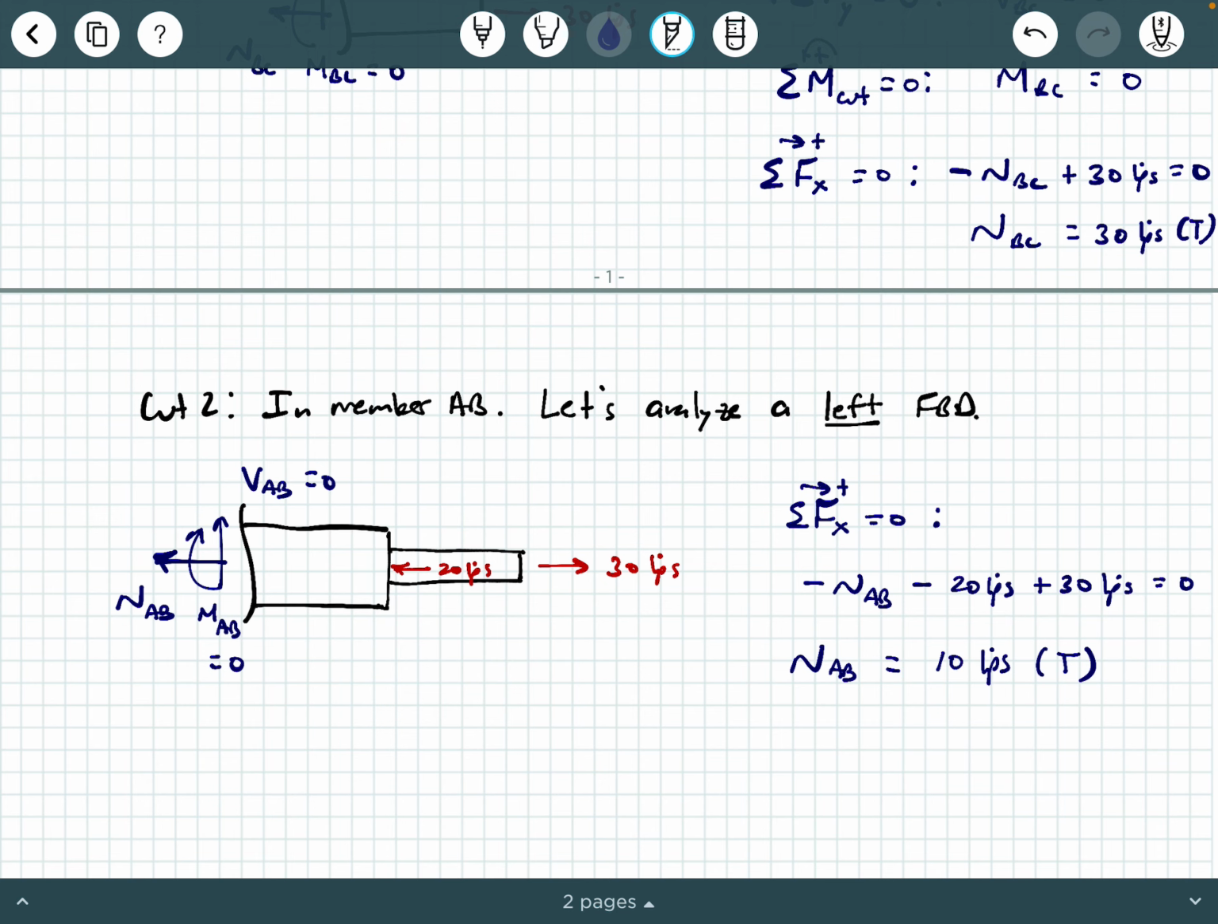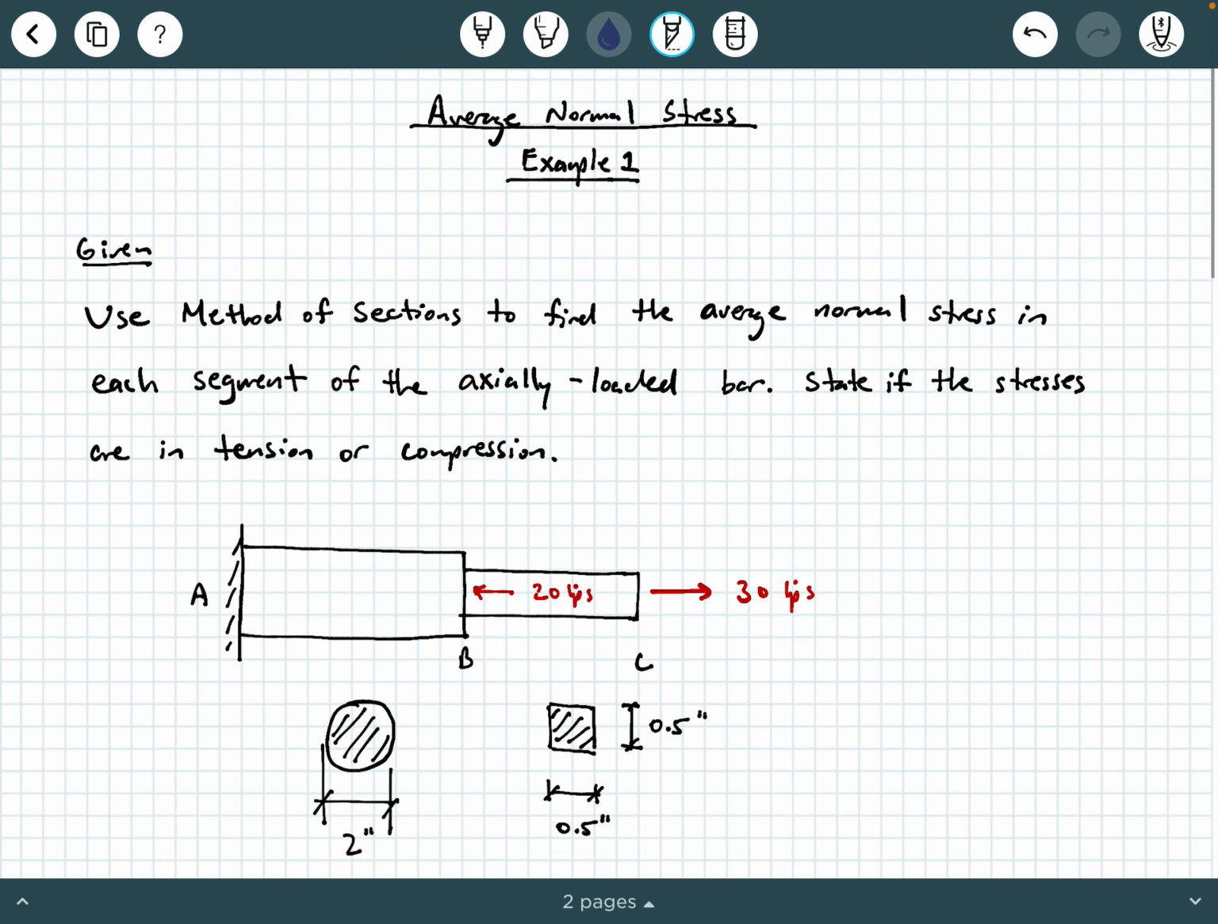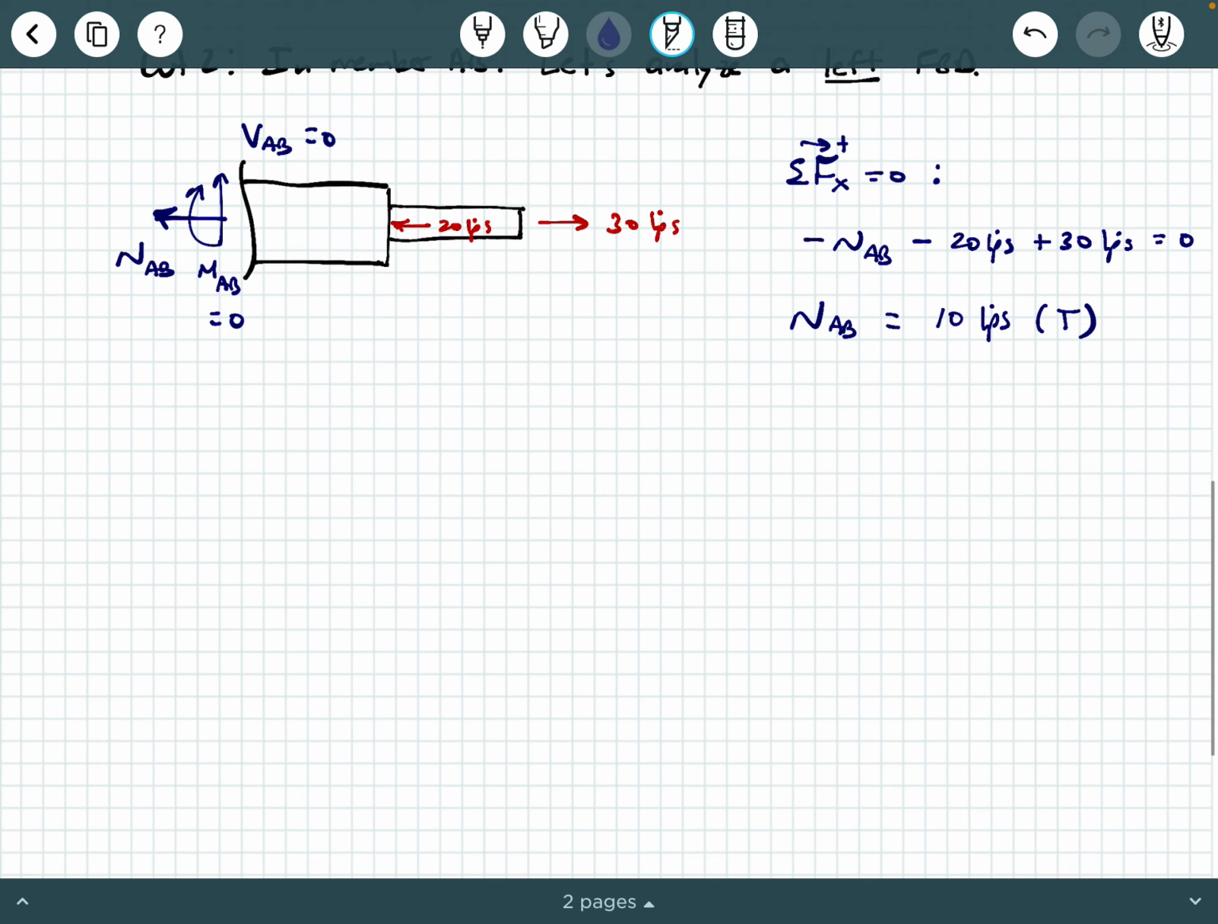Now, here's my question. Are we done with this problem? No. If we were in statics, we'd be done with it, but we're in mechanics and materials, right? So we've got to go one step further. The problem asks us to find the average normal stress, okay? What we found so far is forces, okay? So we have to do one step further. We need the average normal stress.